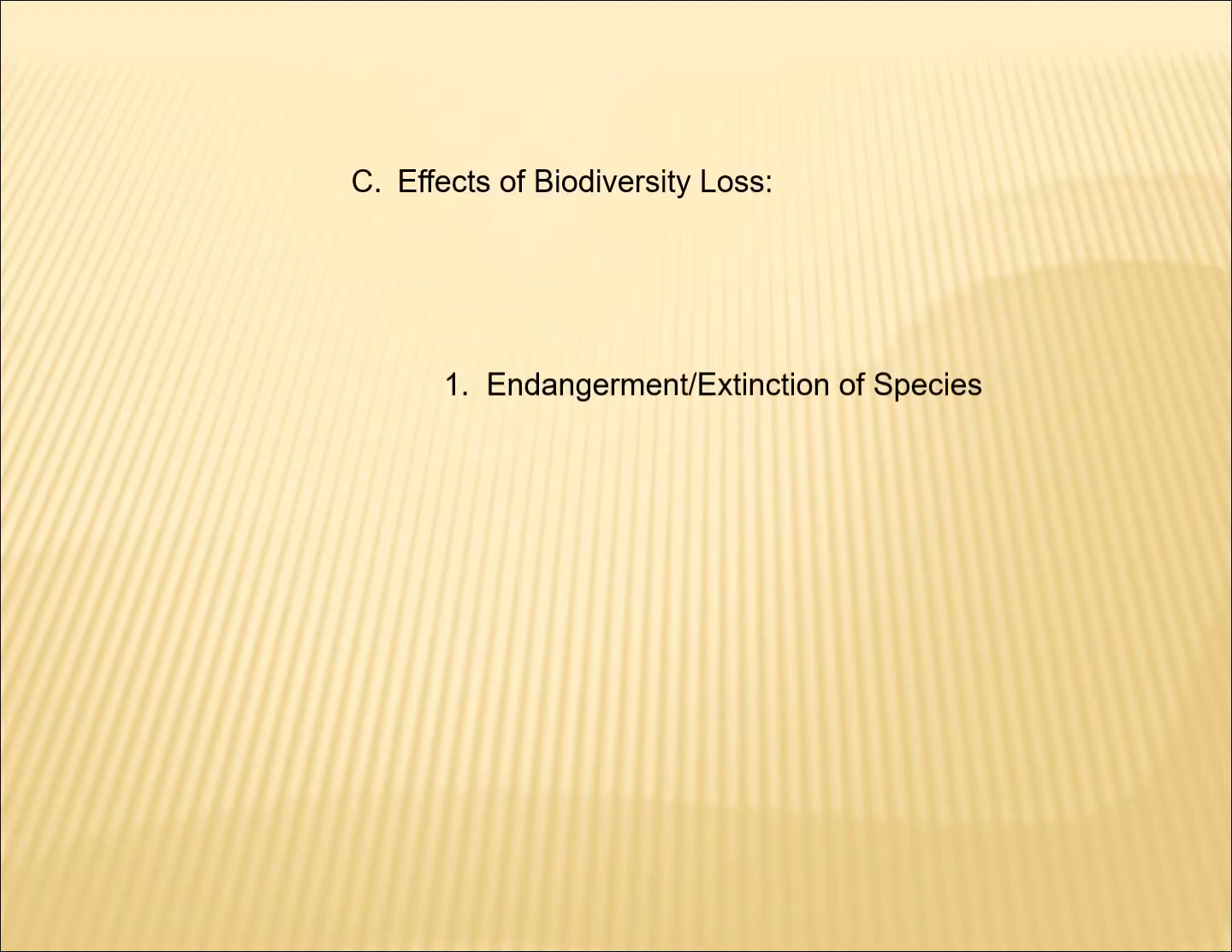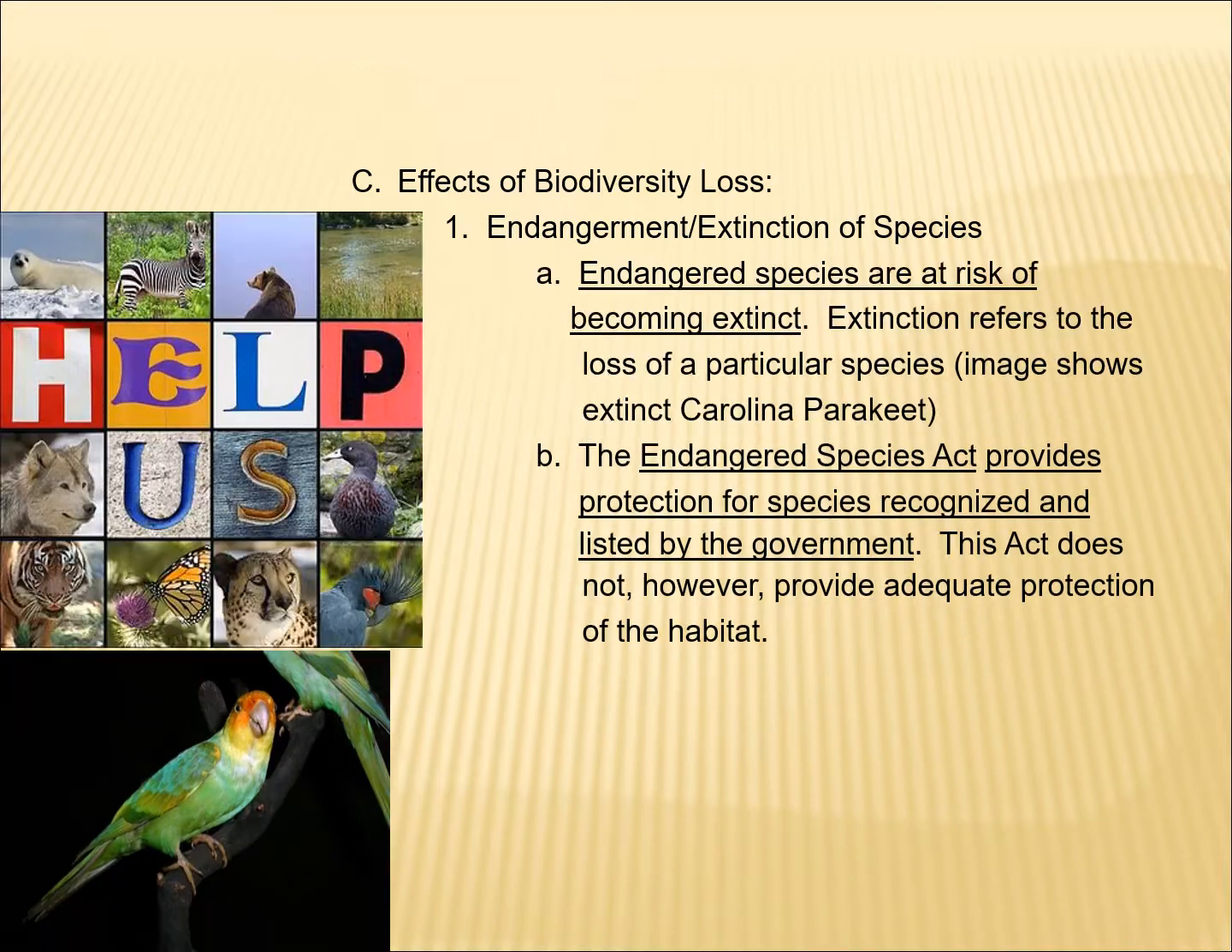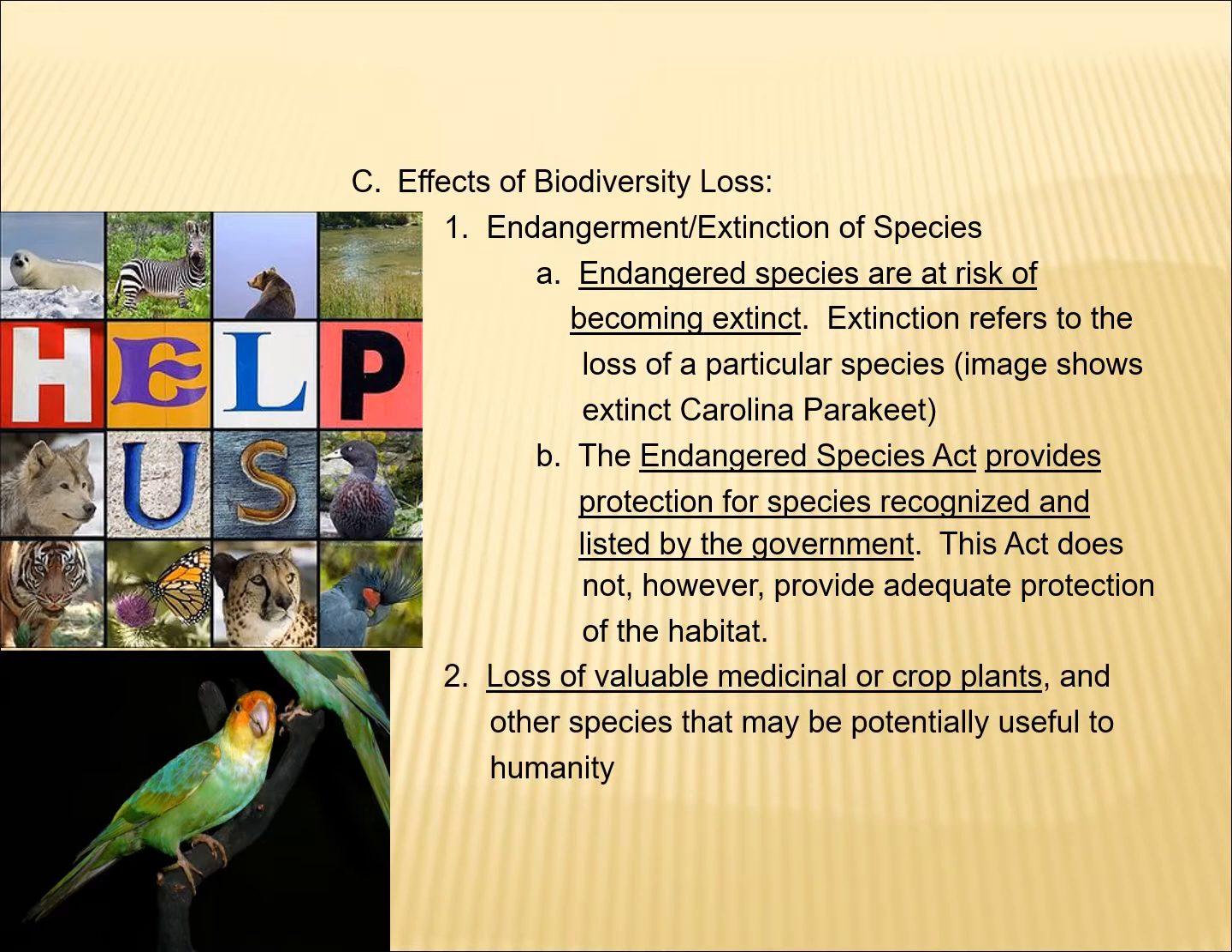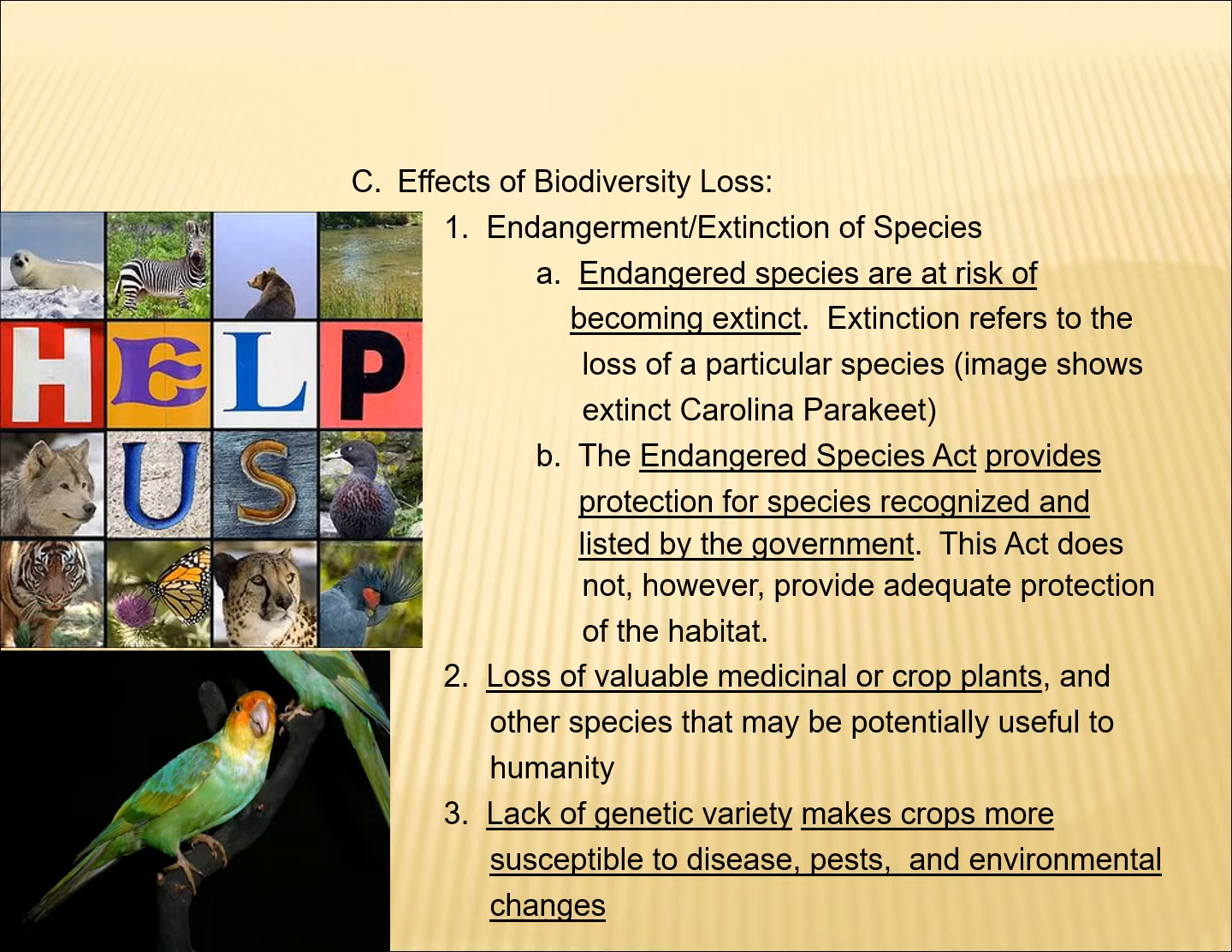Effects of biodiversity loss. First, we have endangerment or extinction of species. We all know a lot about endangered species and extinct species, but our regulations right now are not providing adequate protection. We are also losing valuable medicinal and crop plants. There's a lot of things out there that could help us, and it's dying off because all we're doing is planting one type of potato or one type of banana. And then there's just a lack of genetic variety, which makes crops more susceptible to disease.